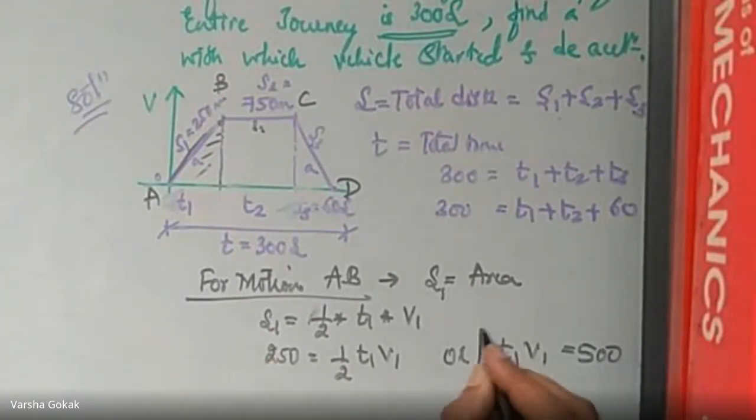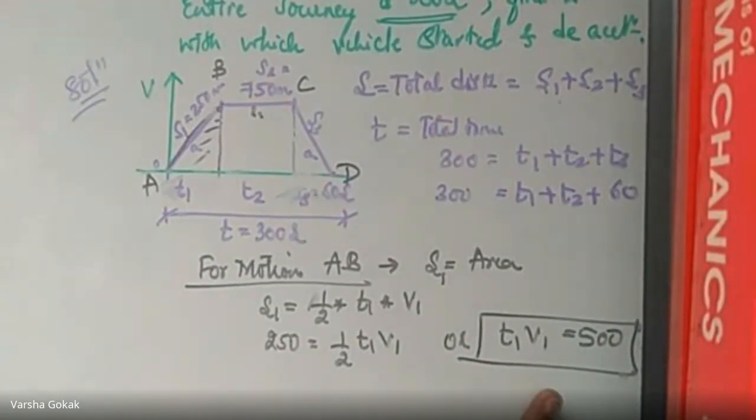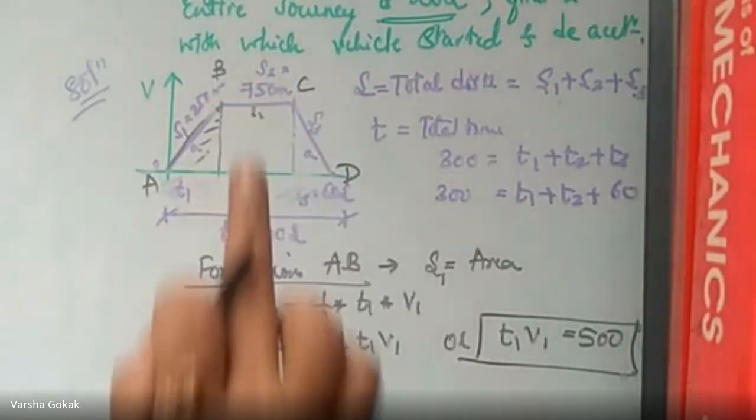This 2 goes on top. T1 V1 is equal to 500. I cannot further simplify the first one, so I'll keep it like this only. Next, I'll go for motion B to C. I finished A to B, I'll go to B to C.